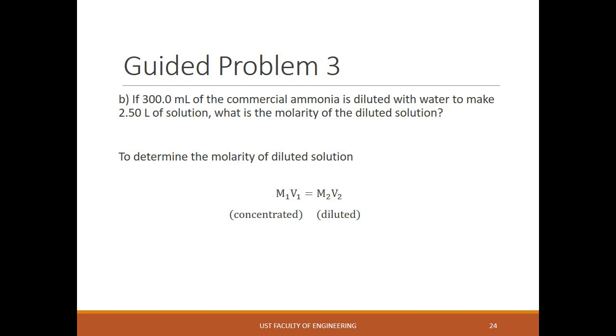For the left-hand side, or the concentrated solution, the solute has an M1 value of 15.67 molar and a volume of 300 mL. For the right-hand side, M2 is unknown, but the total volume is 2,500 mL. Plugging all the values in the equation, it will give us a diluted concentration M2 equals 1.88 molar.